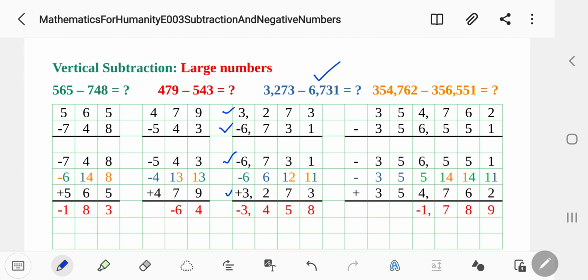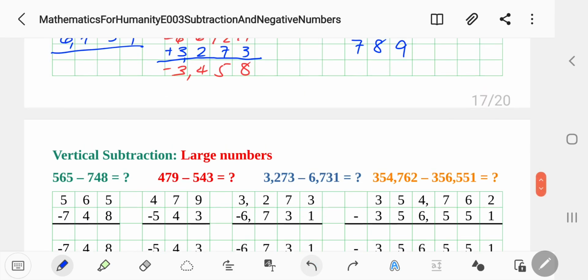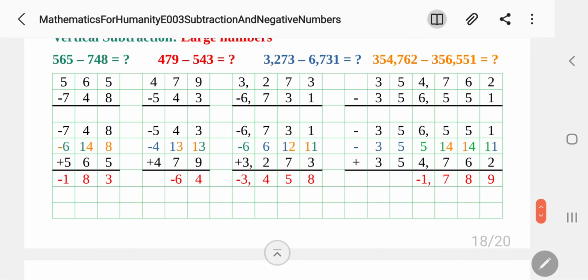And then you have 1 is less than 3, so you have to borrow 10 from the number next to the left. So the 3 becomes 2, and again 2 is less than 7, so you have to borrow again 10 from here. So you make this 12, and then you bring down 6 because you have borrowed 10 from here. So it becomes 6, and that's what you will get.